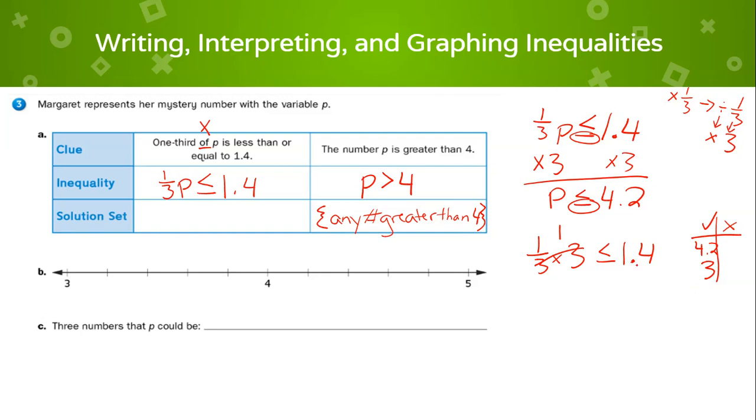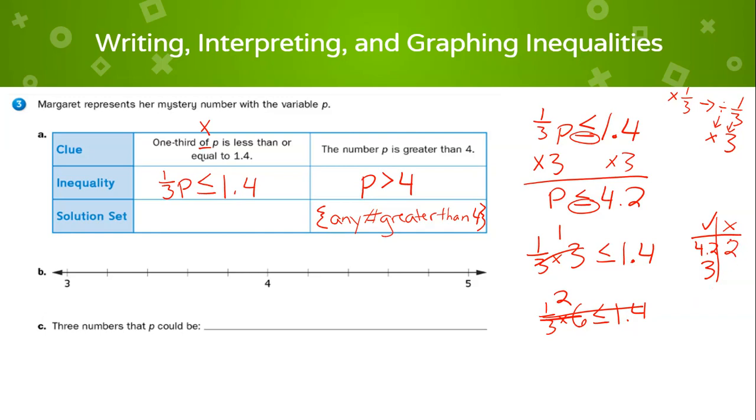Okay. Let's try another one. Let's try 6. 1/3 times 6 less than or equal to 1 and 4/10. Well, 1/3 times 6 equals 2. 2 is not less than 1 and 4/10. So this does not work. So the number 6 doesn't work.